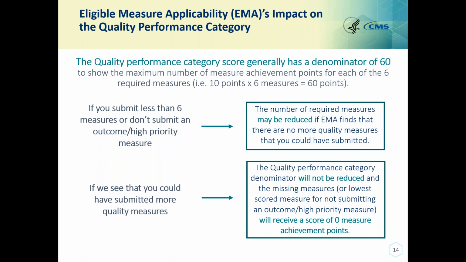In review of what we just shared, if you submit less than 6 measures or don't submit an outcome or high priority measure, the number of required measures may be reduced if EMMA finds that there are no more quality measures that you could have submitted. If EMMA finds you could have submitted more quality measures, the category denominator will not be reduced, and the missing measures, or the lowest scored measure for not submitting an outcome or high priority measure, will receive a score of 0 measure achievement points. So said differently, the denominator for the quality category would not change depending on how the EMMA assessment is made.